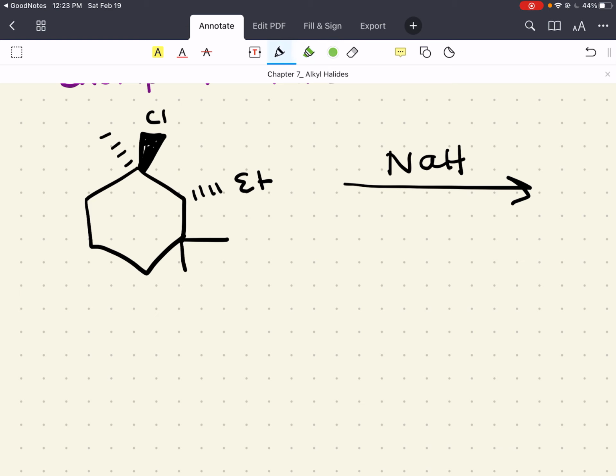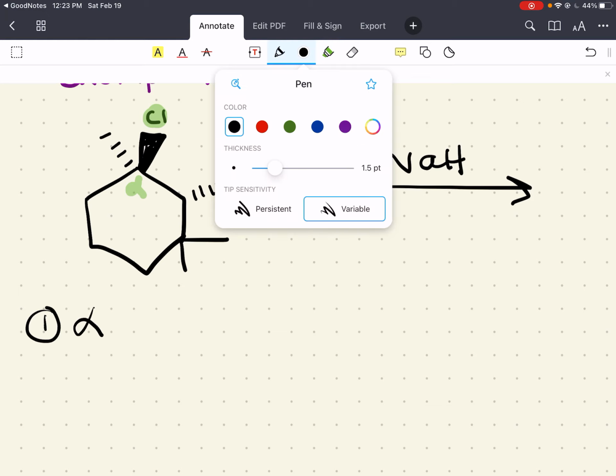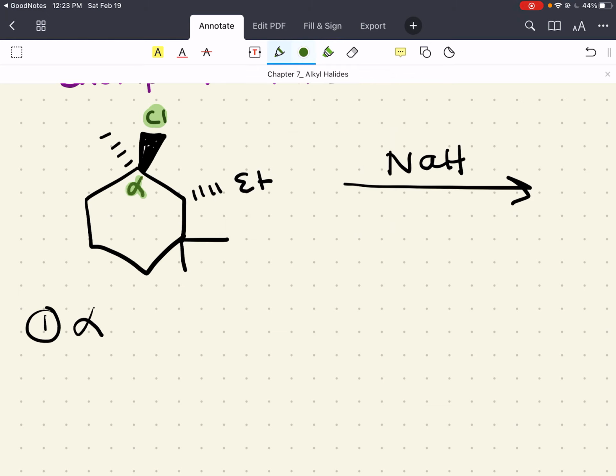First step, we're going to do this step by step. You want to find your alpha carbon. Here is our alpha carbon. It's attached to the chlorine. Beautiful. Now we want to identify all our beta positions. These are all the carbons attached to the alpha carbon. Here's a beta carbon. Here's a beta carbon. And here is a beta carbon.